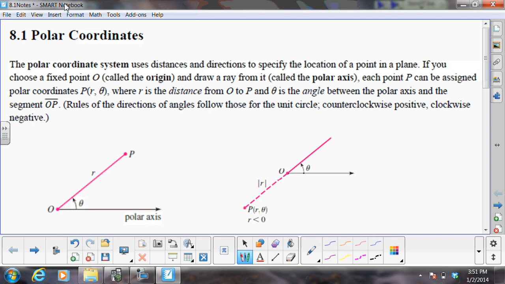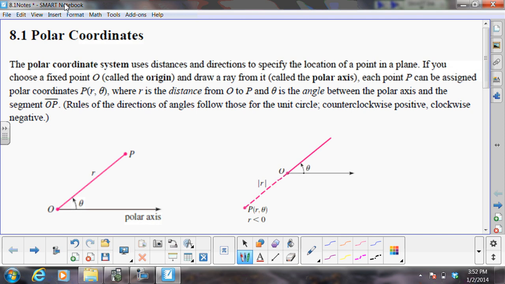So the polar coordinate system uses distances and directions to specify a location from a point on a plane. So we have a fixed point O, which is normally our origin. That's normally how we draw from the unit circle anyways. Then we draw a ray from it, which is called the polar axis. So if you look below, that black line is your polar axis. Each point P can be assigned a polar coordinate, where there's a theta, like an angle, and then it has an actual value. The r is the actual distance of how long you draw that segment, and then theta, which is the second piece, like a y value, so to speak, is the actual theta that you use to go that many degrees.